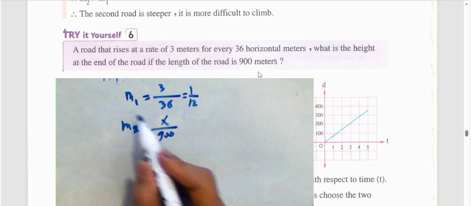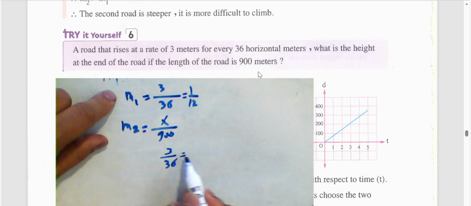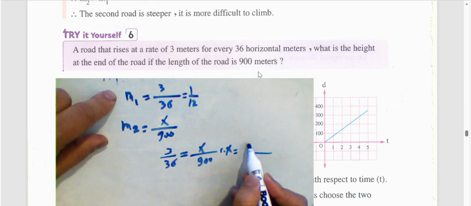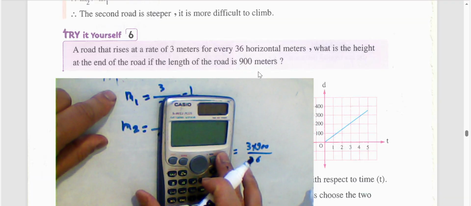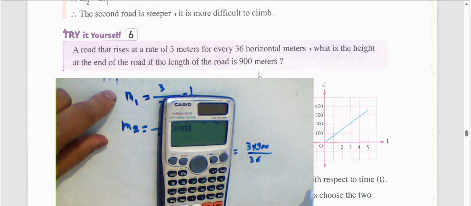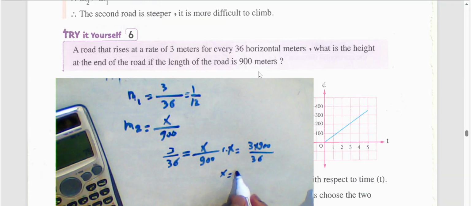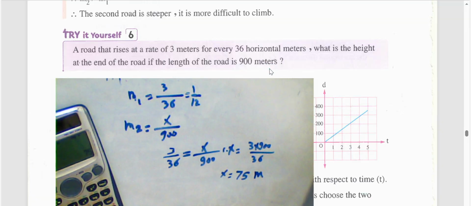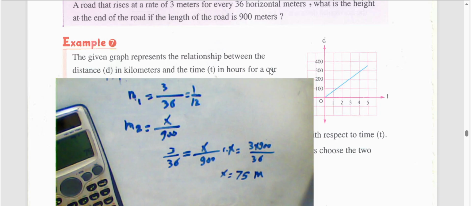Understood? We can write slope 1 equals slope 2, it is constant. Then 3 over 36 equals x over 900. Then x will be equal to 3 times 900 over 36. 3 times 900 divided by 36 gives 75. Okay, if the horizontal is 900, then the height will be 75 meters.